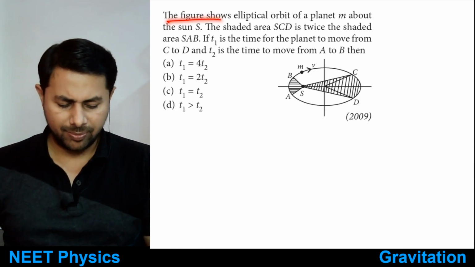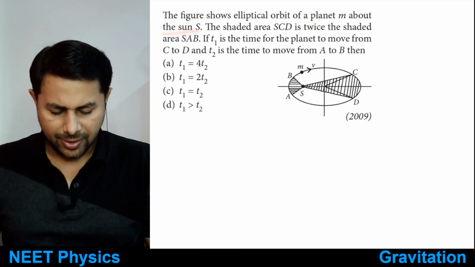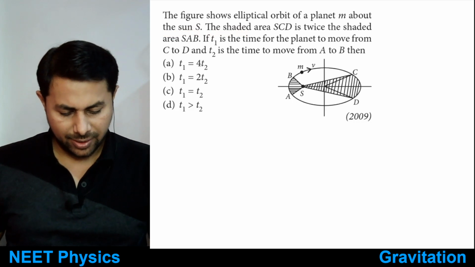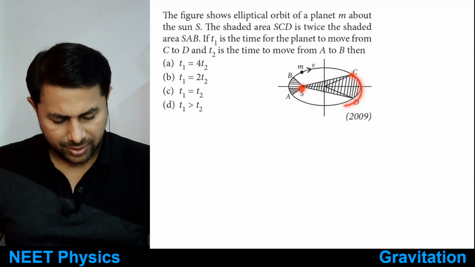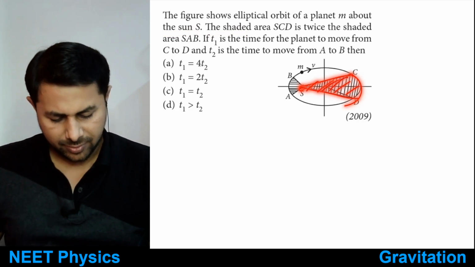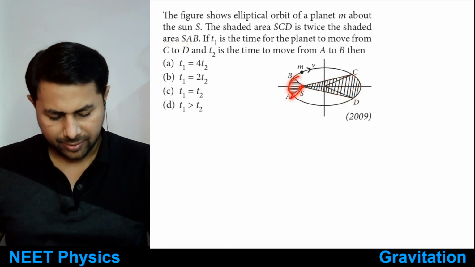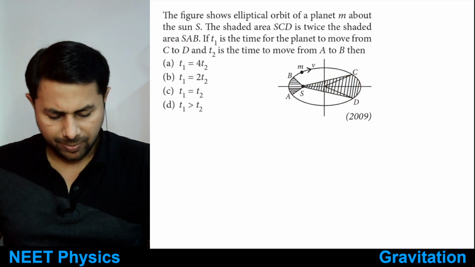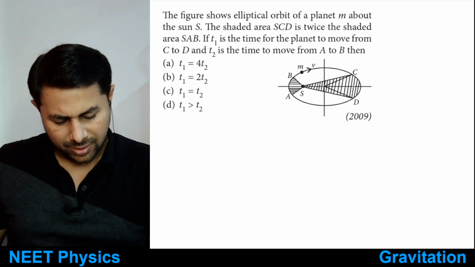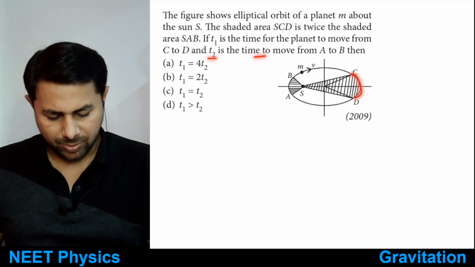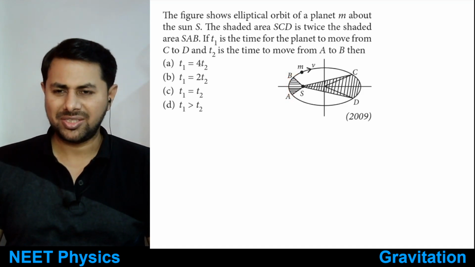The figure shows the elliptical orbit of a planet M around the sun S. The shaded area SCD is twice the shaded area SAB. Okay, this much area is twice the area SAB. If T1 is the time for the planet to move from C to D and T2 is the time to move from A to B, then tell me which one is correct.